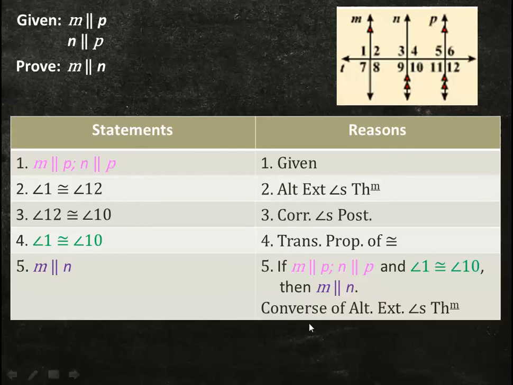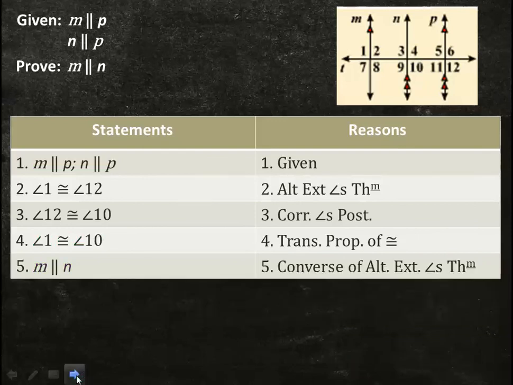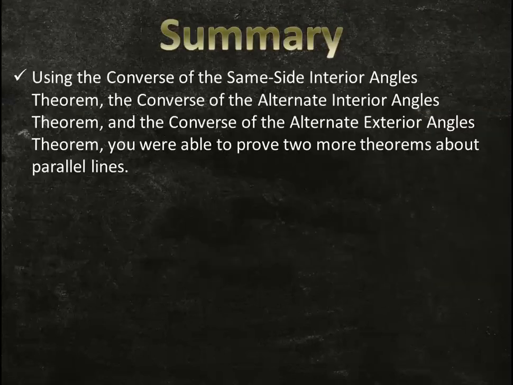And it's going to be what we just learned in this lesson, the converse of alternate exterior angles theorem. That almost looked like it could be transitive, but since they were talking about parallel and congruent, it couldn't be transitive. So it had to be the converse of the alternate exterior angles theorem. And that's what your final proof would look like. You'd take all the ifs, thens out, and that's what you'd end up with.